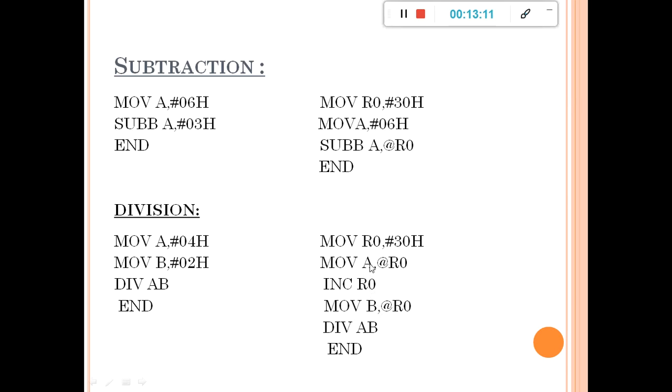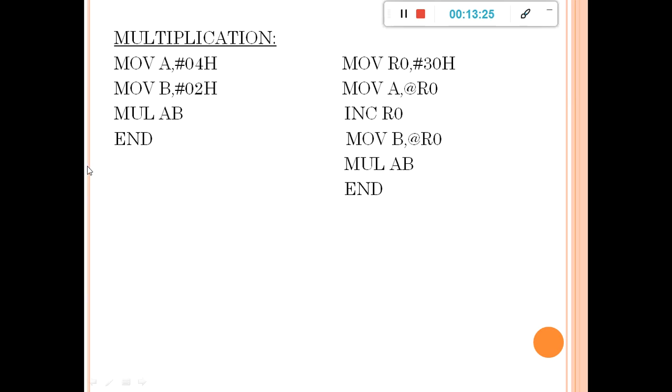So now A has a value and B also has a value. Then I go for division. A divided by B happens, then the quotient value will be stored in the accumulator and the remainder value will be stored in the B register. Same thing for multiplication, same instructions, only the instruction is different. Here it is MUL AB.